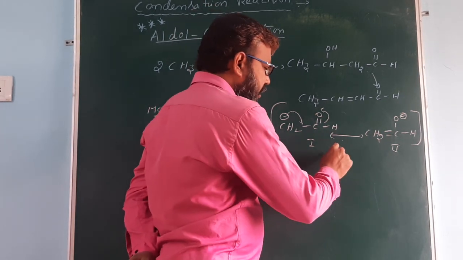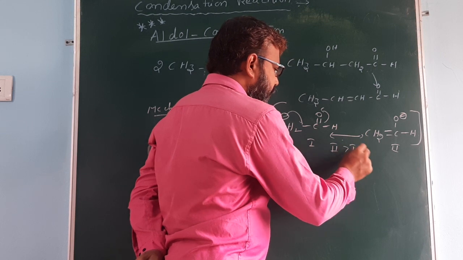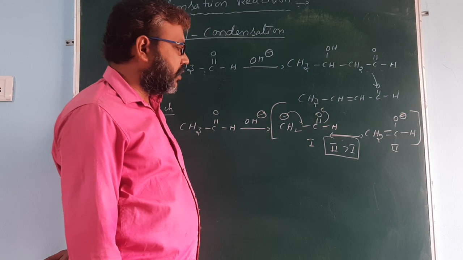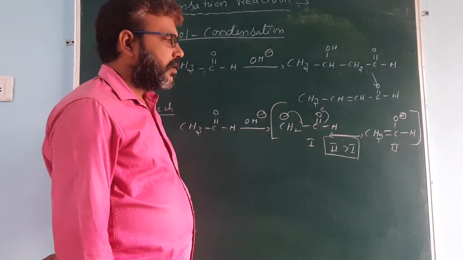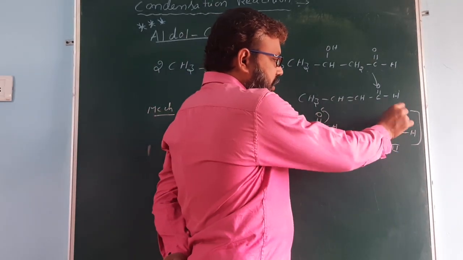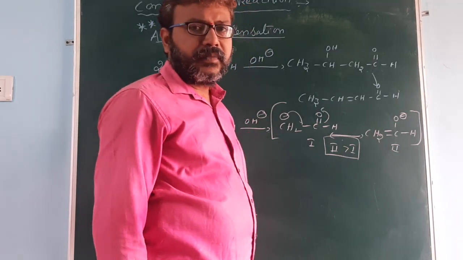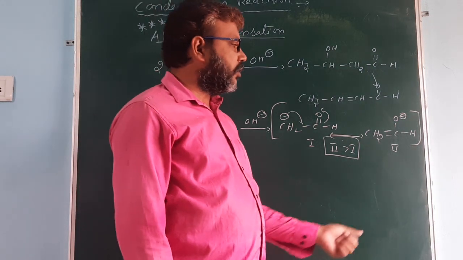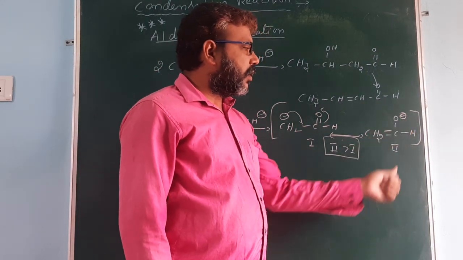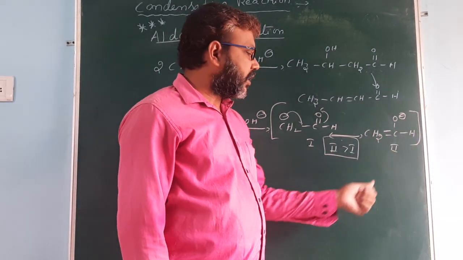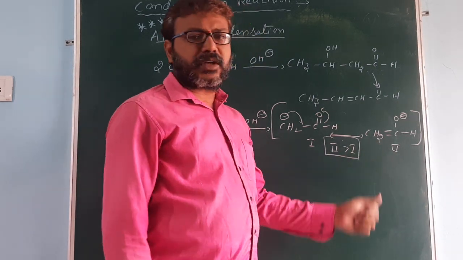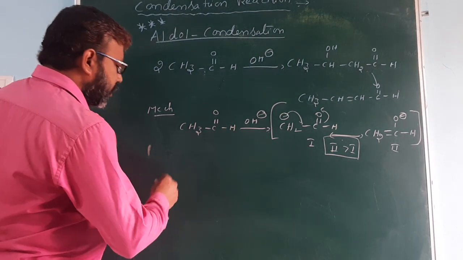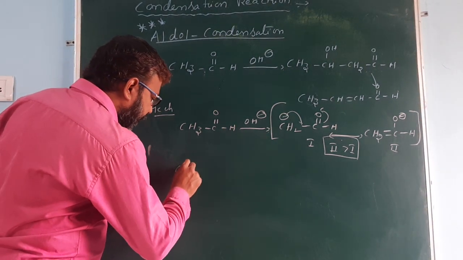The stability of 2 is greater than 1 because in the first one the negative charge is present on carbon. In the second structure, the negative charge is present on oxygen. Oxygen is the second most electronegative atom in the periodic table. A more electronegative atom can always better accommodate negative character. So that's why 2 is more stable than 1. Now it reacts with another mole of acetaldehyde.